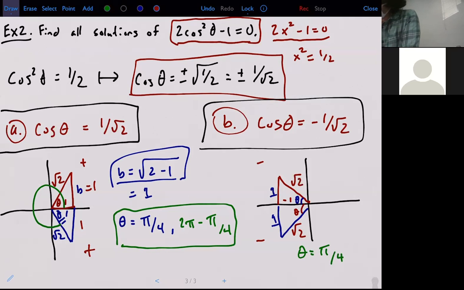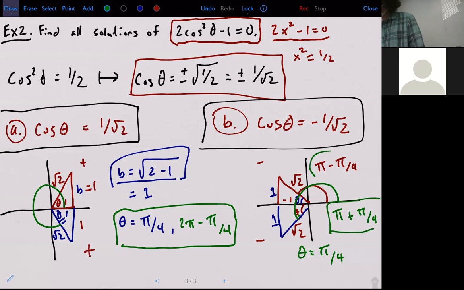But again, these are reference angles, so we need to go ahead and subtract, pi minus pi divided by 4 for this one. And for this angle here, this is going to be given by pi plus pi divided by 4. Okay. So let me go ahead and just start a new page and we'll see what we have.